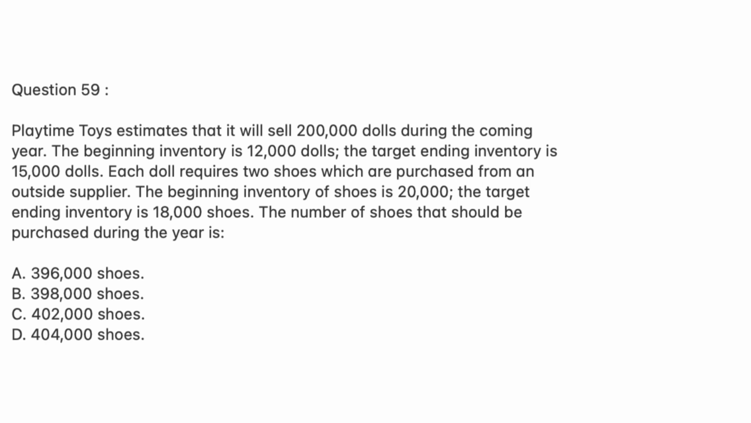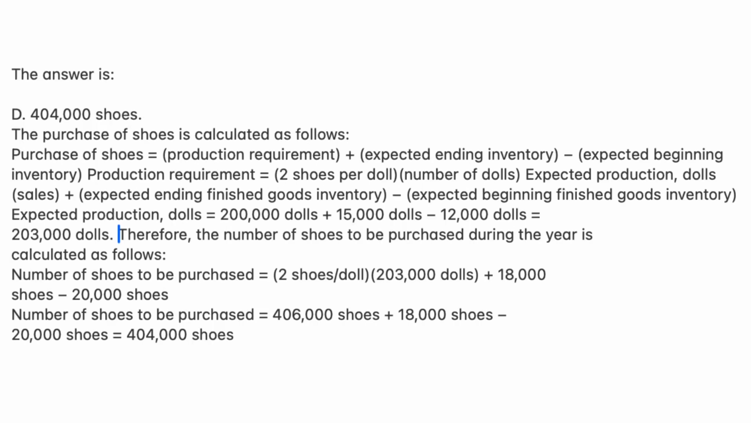Question 59. Playtime Toys estimates that it will sell 200,000 dolls during the coming year. The beginning inventory is 12,000 dolls, the target ending inventory is 15,000 dolls. Each doll requires 2 shoes which are purchased from an outside supplier. The beginning inventory of shoes is 20,000, the target ending inventory is 18,000 shoes. The number of shoes that should be purchased during the year is A. 396,000 shoes, B. 398,000 shoes, C. 402,000 shoes, D. 404,000 shoes. The answer is D. 404,000 shoes.